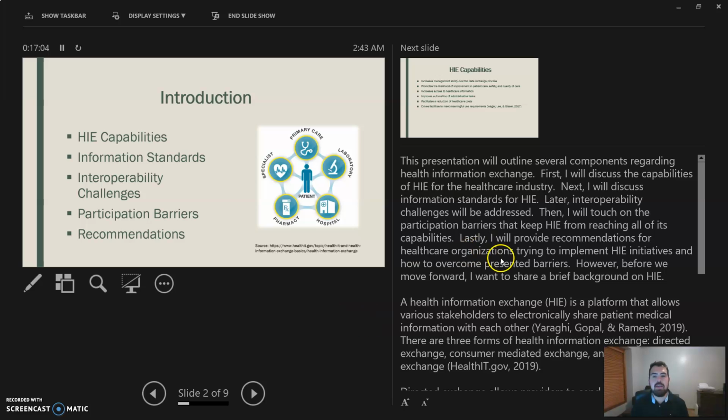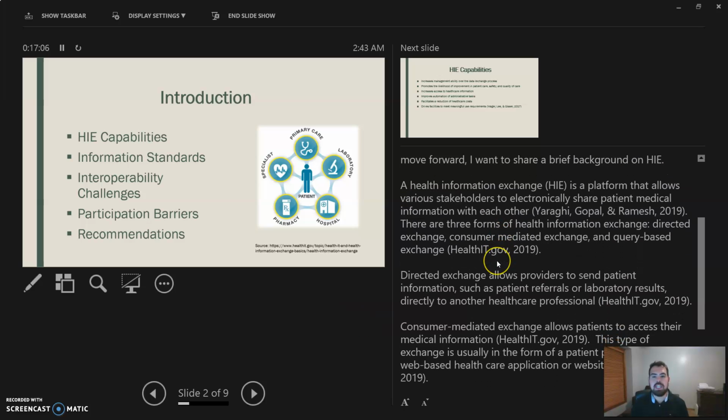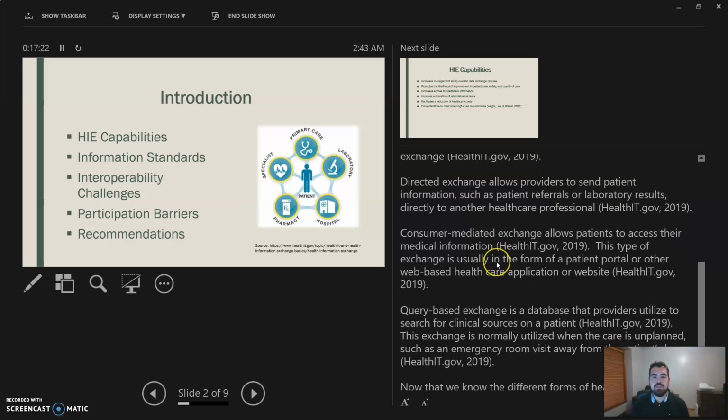But before I get into that, for those of you unaware, HIE is a platform that allows various stakeholders to electronically share patient medical information with each other. There are three forms of health information exchange: directed exchange, consumer-mediated exchange, and query-based exchange. Directed exchange allows providers to send patient information such as patient referrals or laboratory results directly to another healthcare professional.